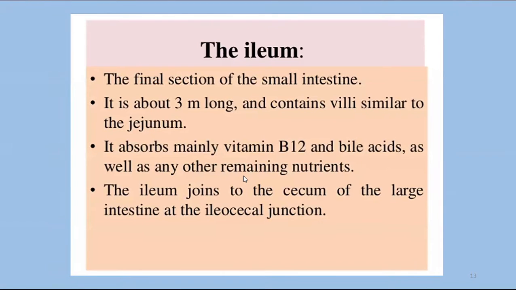Next is the ileum, the final section of the small intestine. It is about 3 meters long, and it contains villi similar to those of the jejunum. It absorbs mainly vitamin B12 and bile acids, as well as some other remaining nutrients, but mainly vitamin B12 and bile acids. The ileum joins the cecum of the large intestine at the ileocecal junction.